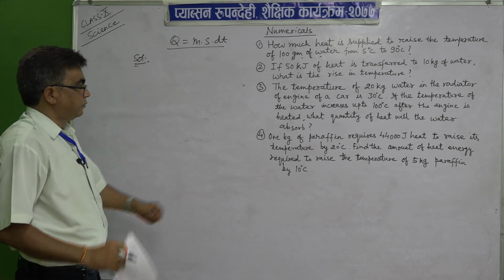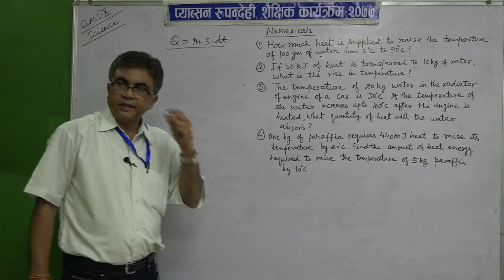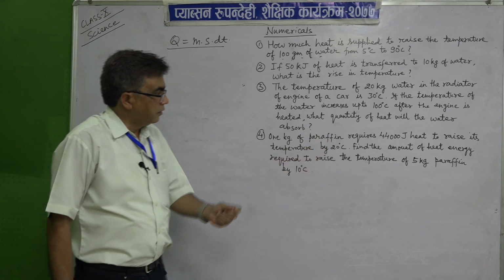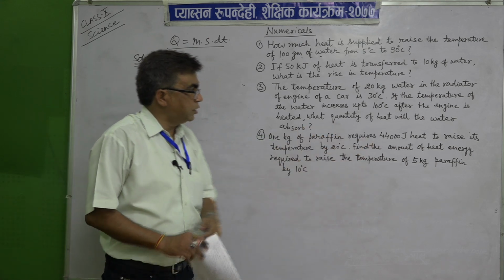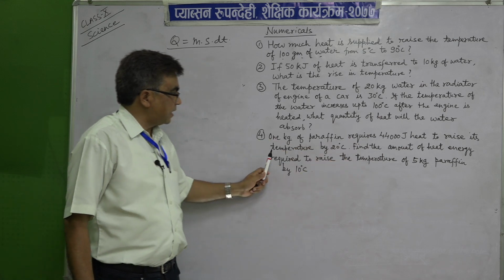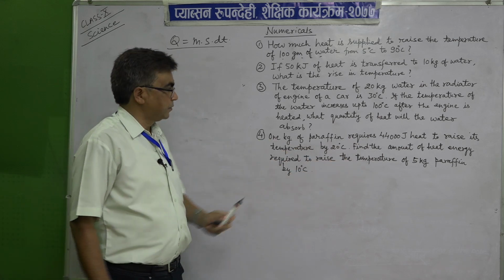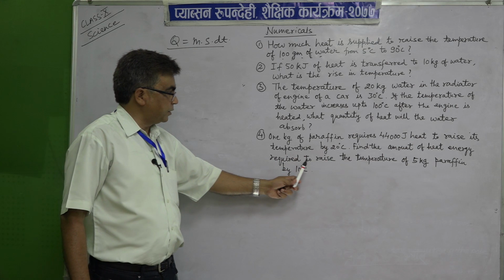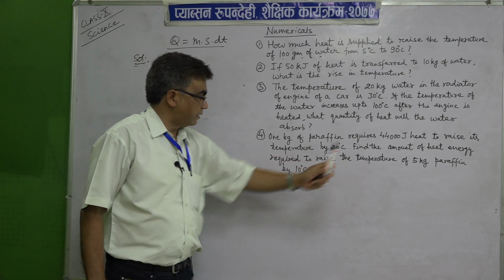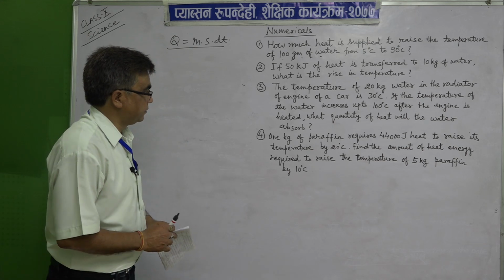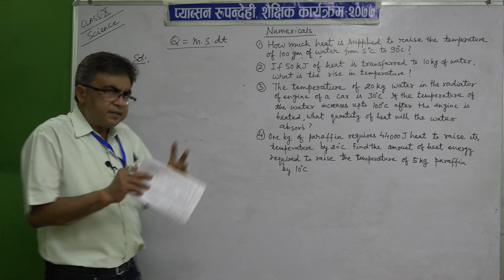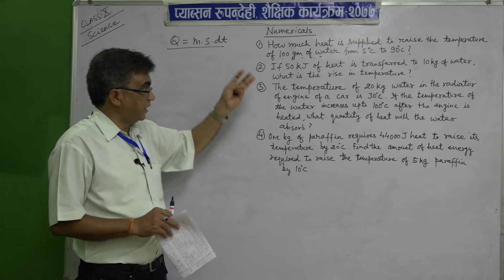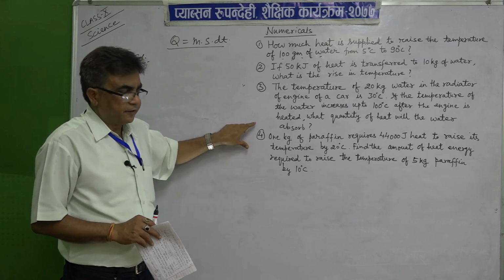Look at this question. The question is like this: 1 kg of paraffin requires 44,000 joules heat to raise its temperature by 20 degree centigrade. Find the amount of heat energy required to raise the temperature of 5 kg paraffin by 10 degree centigrade. This question is little bit different from the other questions which already we have come to know.